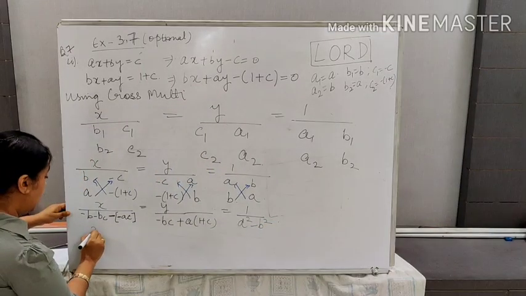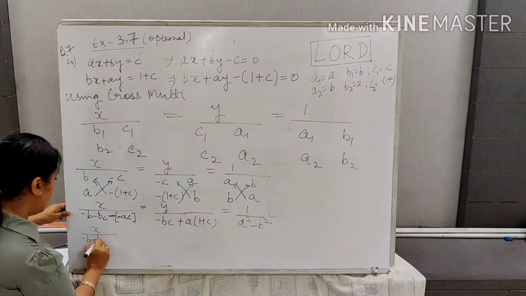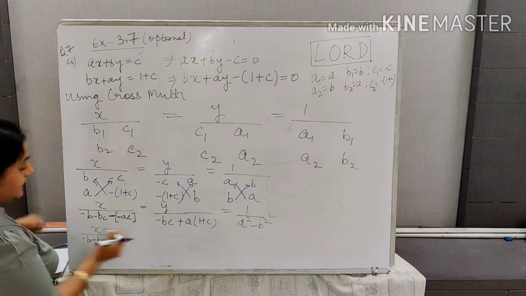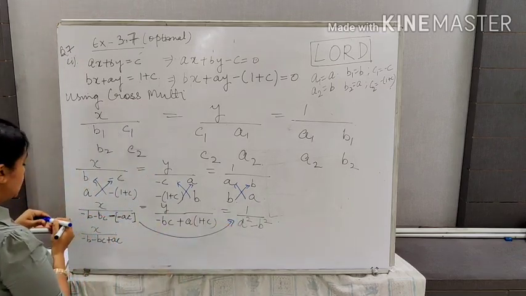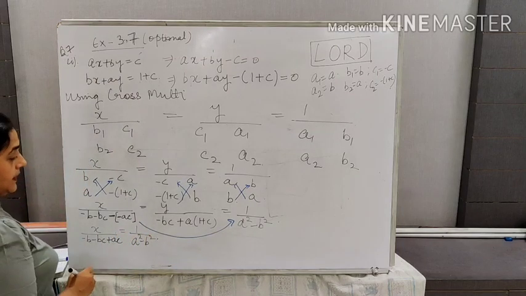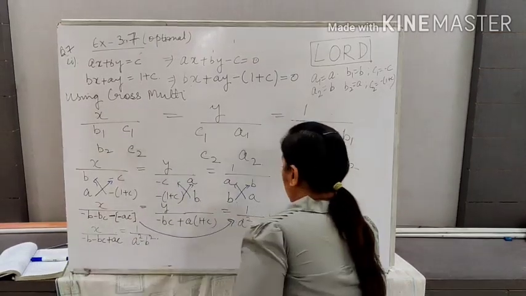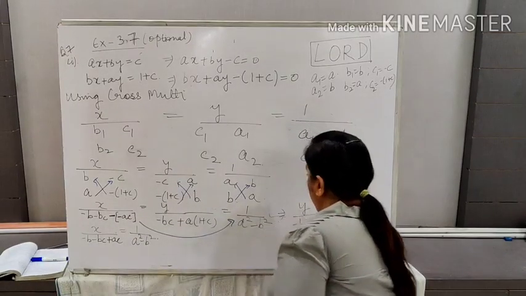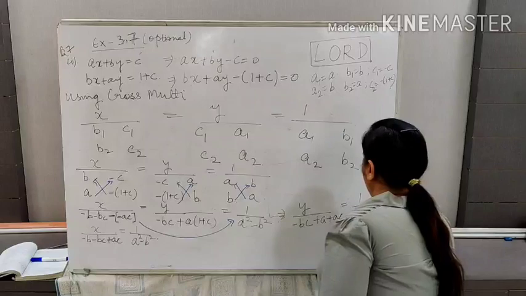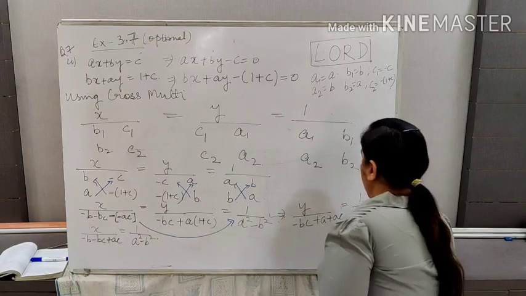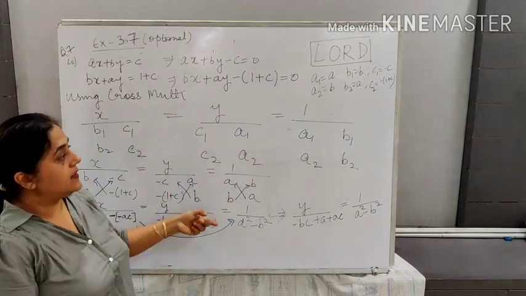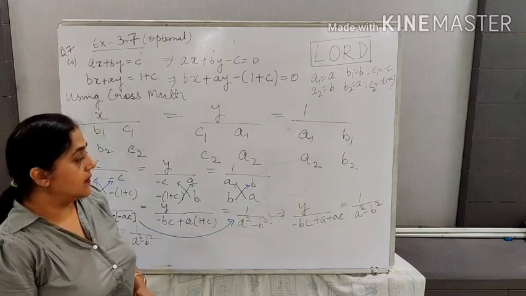Right? Now what is to be done? It is minus B minus BC plus AC. Right? Now with what do we have to correlate this? With the constant term. This is the same as 1 upon A square minus B square. Okay? Similarly, when you are writing y, it is y upon minus BC plus A plus AC is equal to 1 upon A square minus B square. I hope this question is clear to you. Till this point, which method are we using? We are using the cross multiplication method.